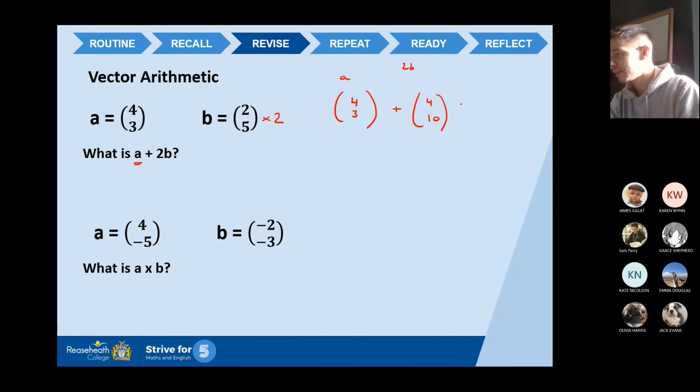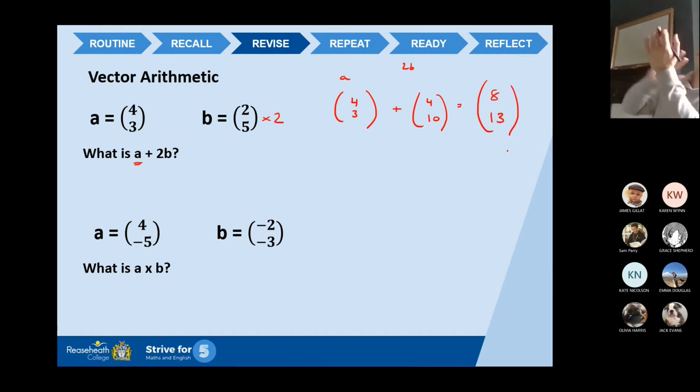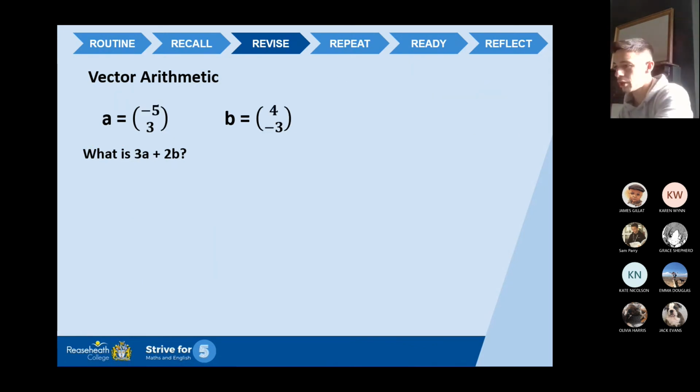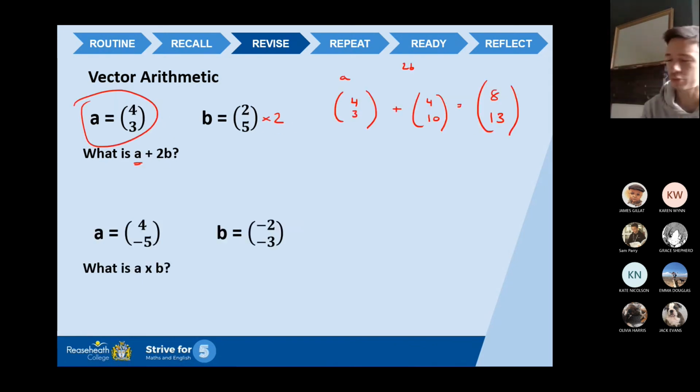We're adding them together. Add the top numbers. So that's going to be 4 and 4 is 8. Add the bottom numbers. 3 add 10 is 13. Done. Vector arithmetic ticked off. So identify what you need to do with each vector. Sometimes you may have to just leave it as it is, like we did for A. Sometimes you may have to times it, like you did for B. I'll do another 2 examples. Don't worry, I've got another 2.